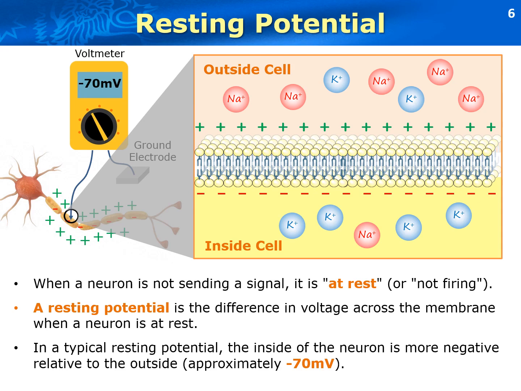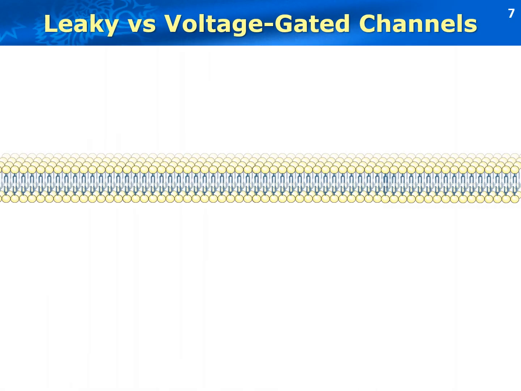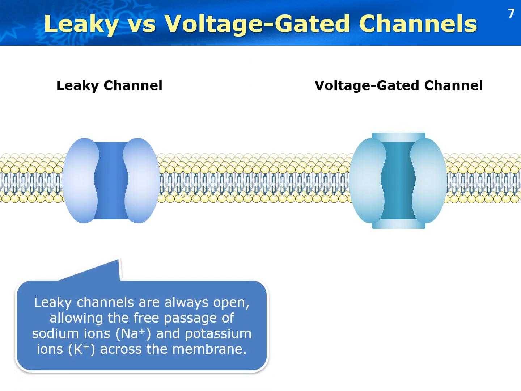To answer this question, I will first introduce two types of channels: leaky channel and voltage-gated channel. Both types of channels allow ions to flow across the cell membrane. However, their gating mechanism, that is, what opens and closes the channel, is different. Leaky channels are always open, allowing free passage of sodium ions and potassium ions across the membrane. For example, potassium ions can easily pass through the leaky channel across the cell membrane.